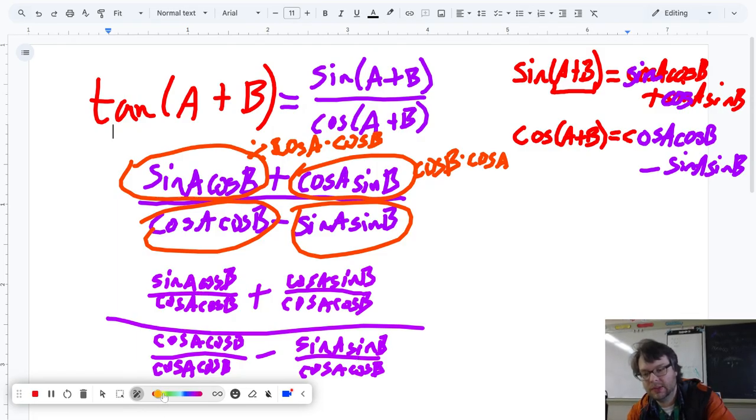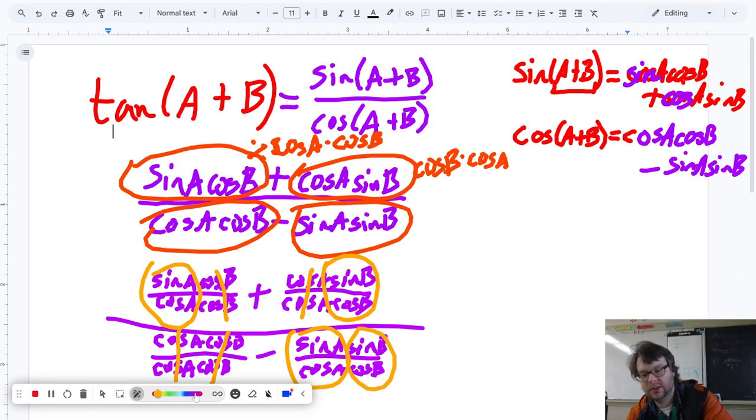Then if we look at what cancels, cosine B over cosine B is 1, so it cancels. Cosine A over cosine A is 1. Here's another cosine A over cosine A, and here's another cosine B over cosine B. Let's look at what's left over. Sine over cosine is tangent, in each of the remaining terms.